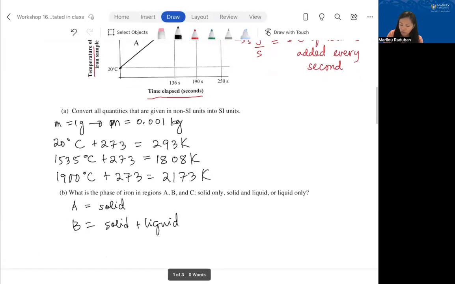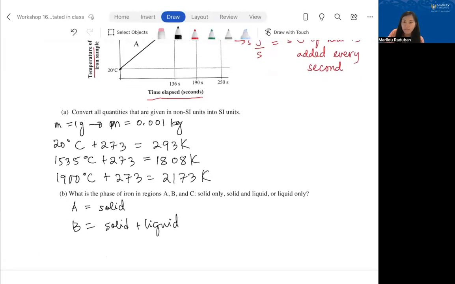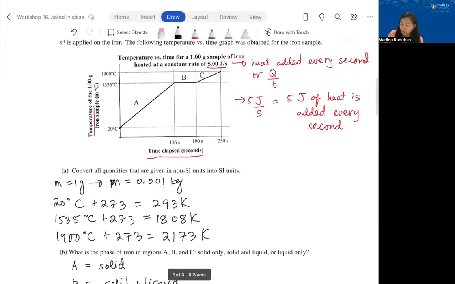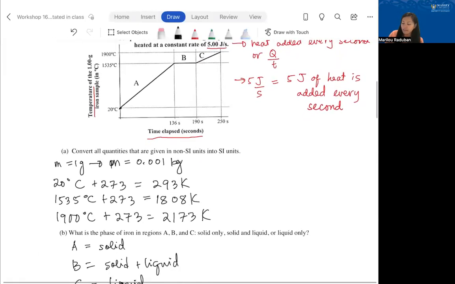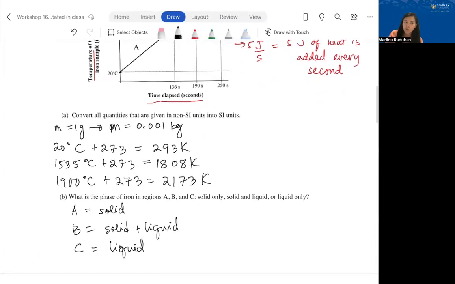So region B is the melting, when iron is being melted. Section C is when you only have purely liquid iron. All of the iron has melted, and any heat that's added to it in region C goes into increasing the temperature of liquid iron. Right.